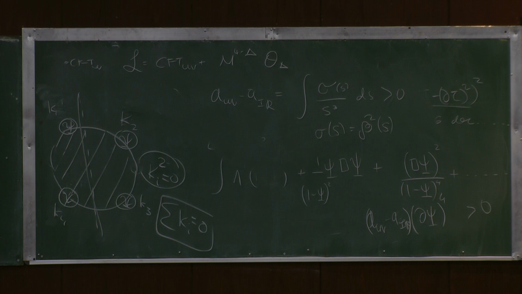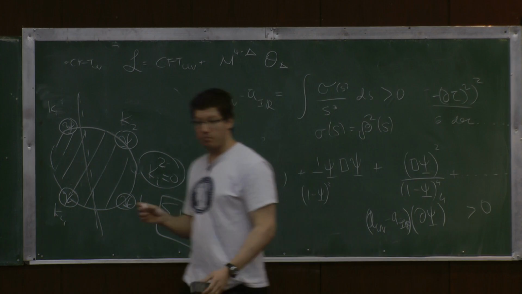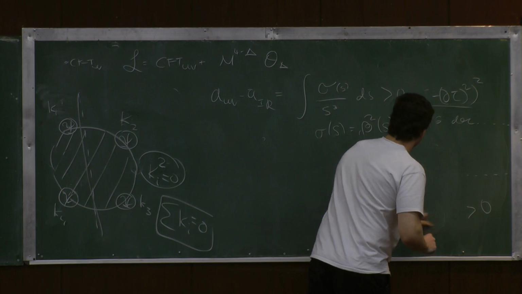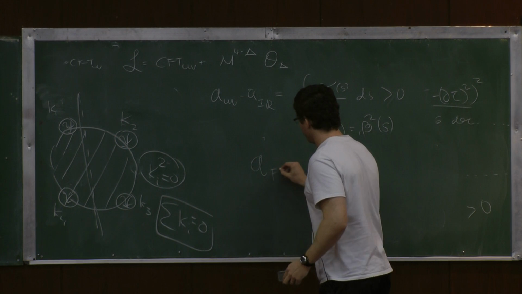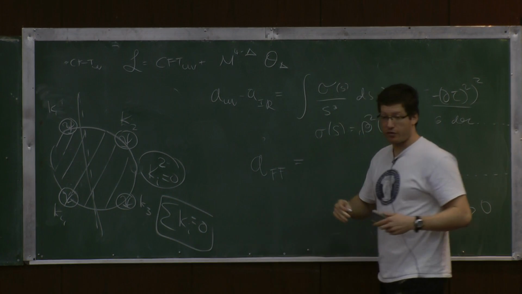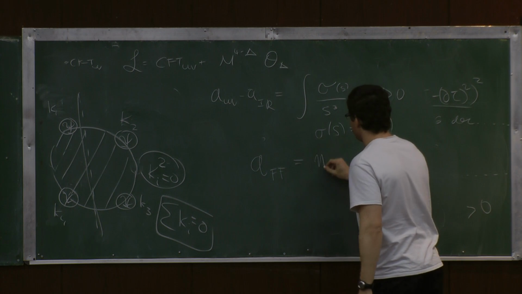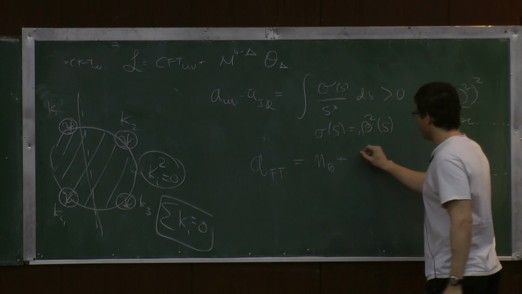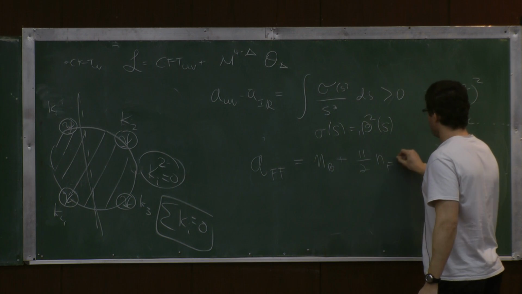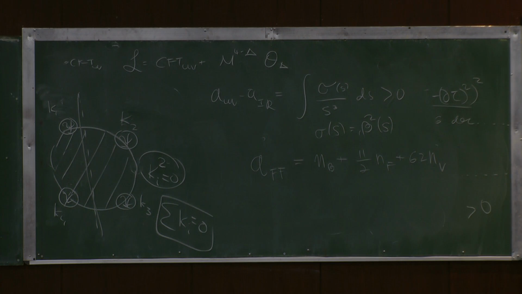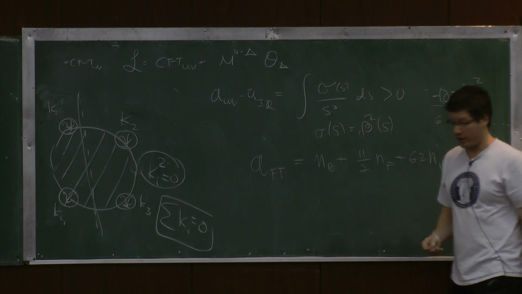The last thing before I close, I'll just tell you what A is in free field theory, so that you have some intuition for how it measures degrees of freedom. If you have a 4-dimensional free field theory consisting of NB bosons, NF fermions, and NV vectors, then A in some convention is NB plus 11/2 NF plus 62 NV. So this is the formula for how A counts degrees of freedom. It assigns to every scalar weight 1, to every fermion weight 11/2, and every vector weight 62.